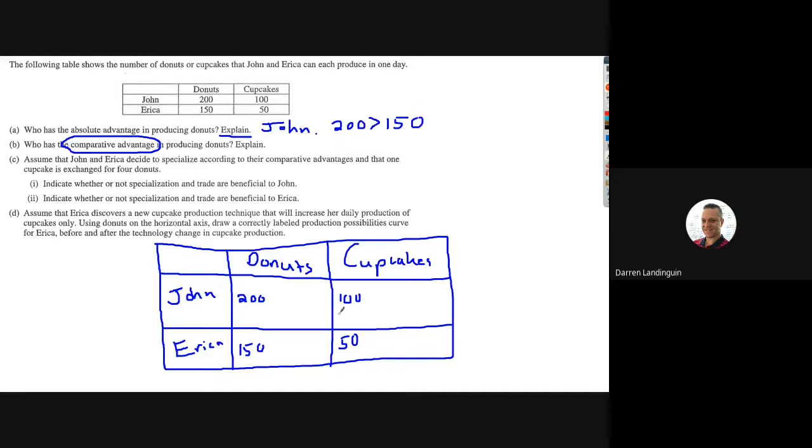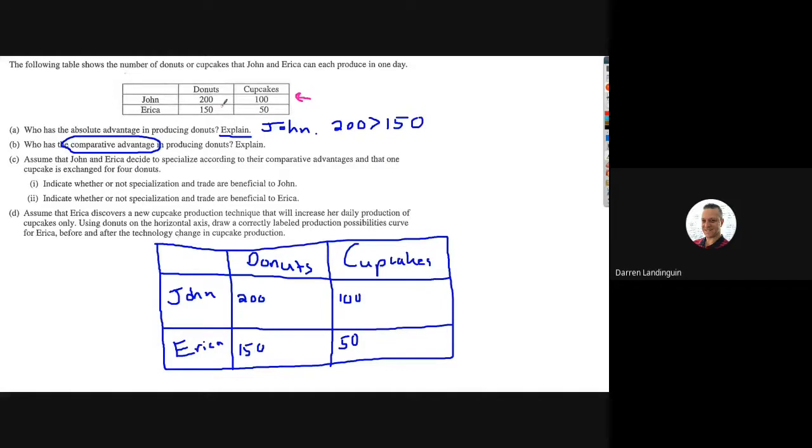But before we do that, what do we need to determine? We need to determine, is this an output question or is this an input question, right? So how do I know that? Well, basically what I want to do is look at what's inside this table. So inside this table are the total amount of what or what? That's it, donuts or cupcakes.